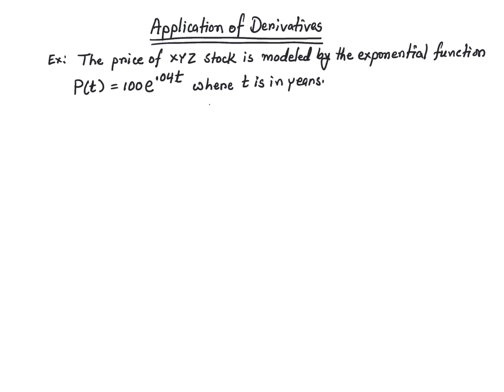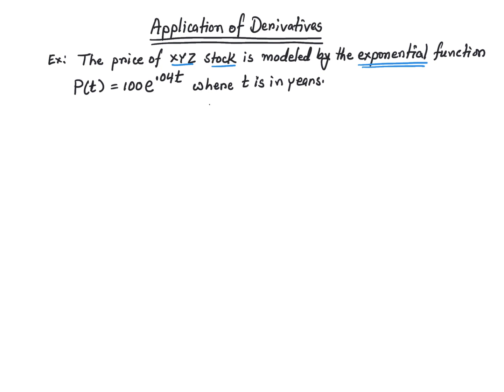So I want you to understand how mathematics can be used to model problems that are meaningful to you. So here is a company called XYZ. The stock of this company is modeled by an exponential function. Here is a side note. In the long run, the stock market roughly grows exponentially. So this stock is modeled by this exponential function.